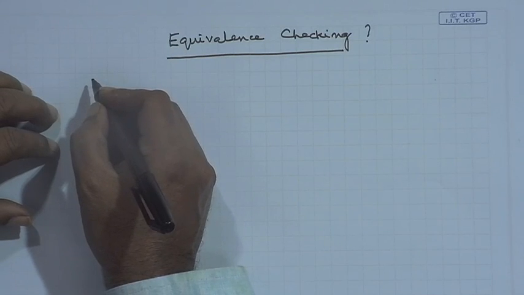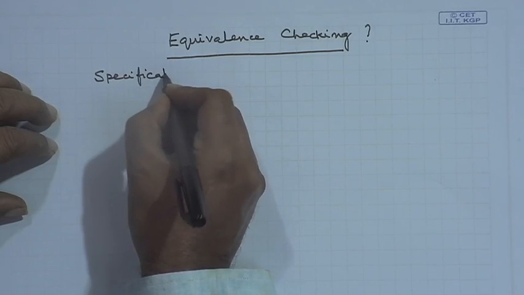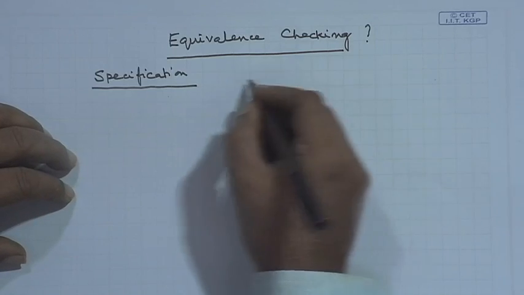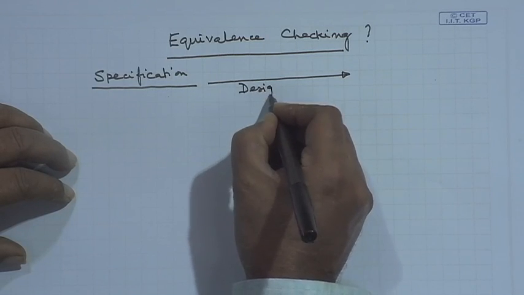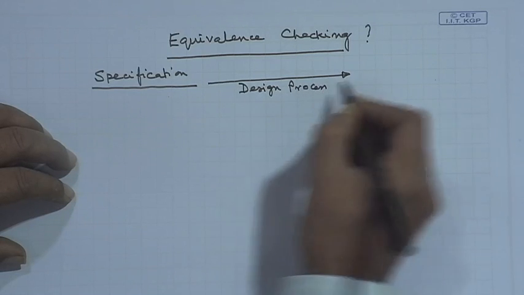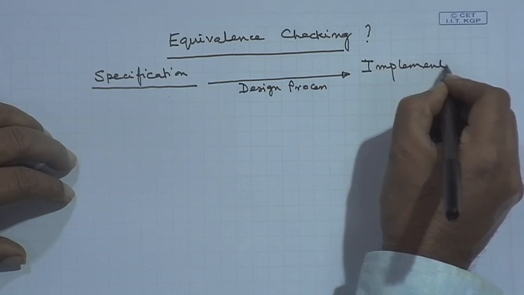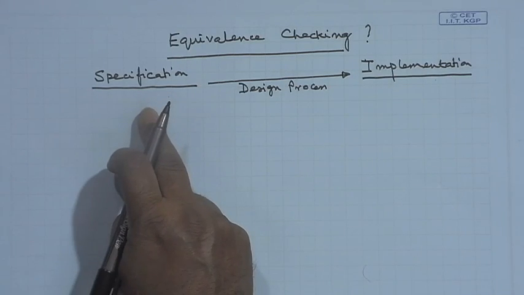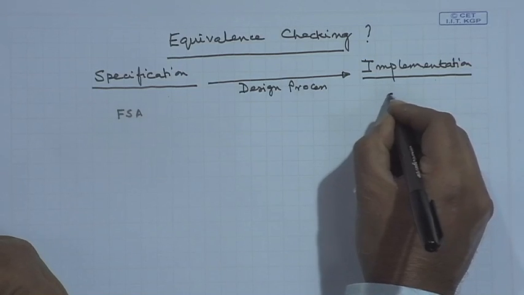We have got a specification, right? For example, the specification can be a finite state machine, okay? And ultimately through the design process, we arrive at a particular implementation. Right. So, I had an FSM, finite state automata, maybe some FSA was here, and a sequential machine I have got.